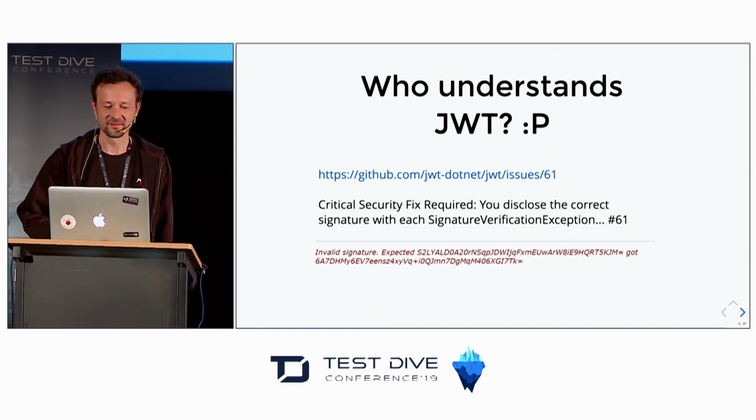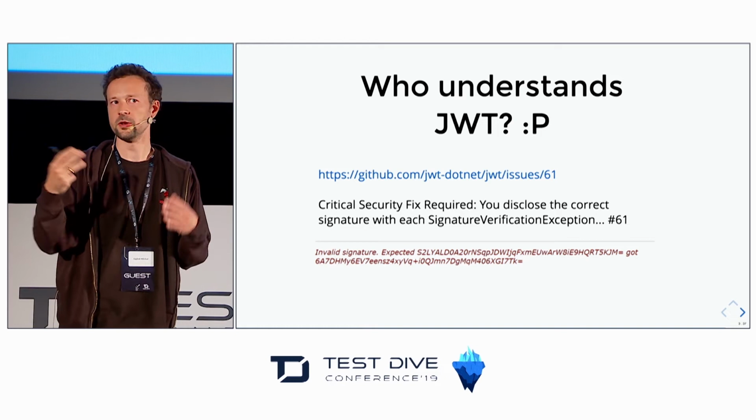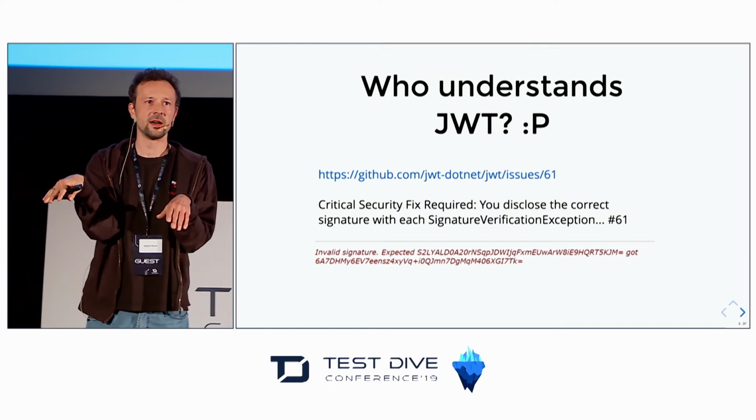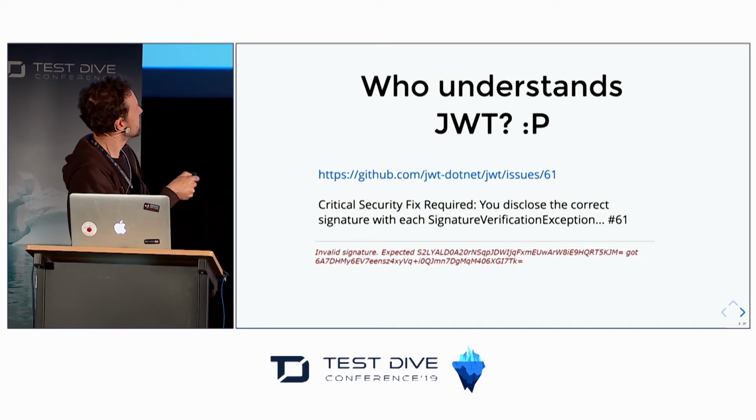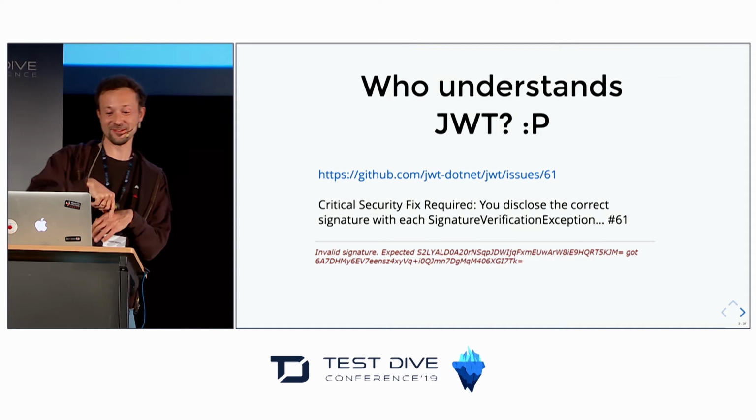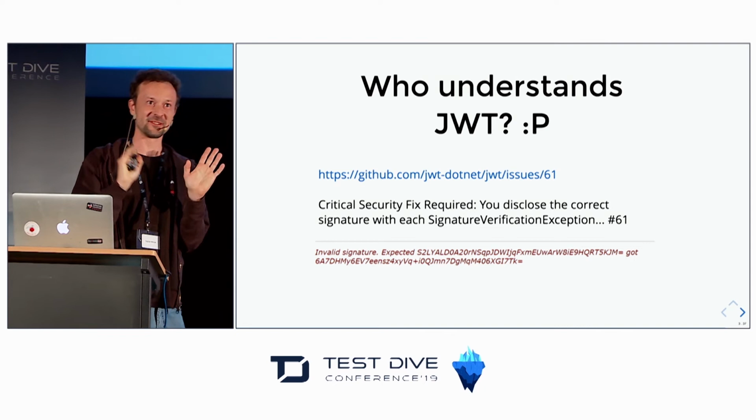Here's the bug. So you intercept any token, then you modify the payload. You don't know the password. You don't know how to recalculate the signature, but you send this modified token anyway. And the server says, oh no, invalid signature, because I expected this and I got this. Okay, now let's get another token and let's put this signature to my modified token. That is okay.